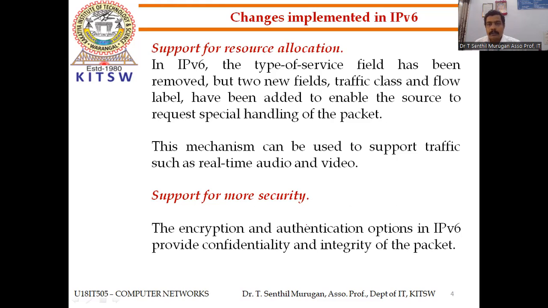First one, support for resource allocation. In IPv6, the type of services field has been removed. In the IPv4 packet, there is a type of services field. Instead of that field, two fields are added here: one is the traffic class field and the other is the flow label. Before discussing this topic, you must know what the IPv4 packet header is and how it looks. If you know that, only then will we discuss it.